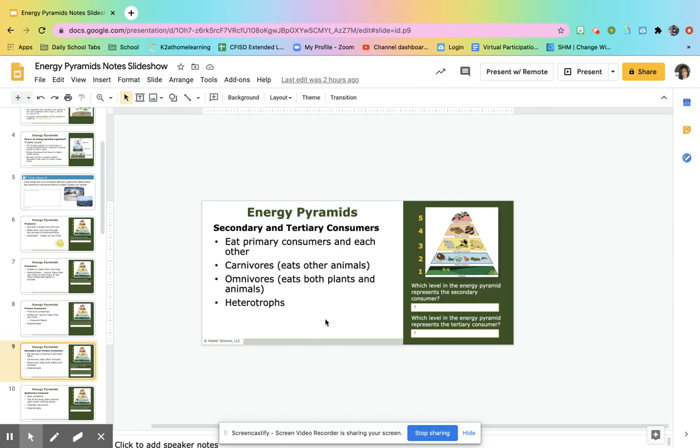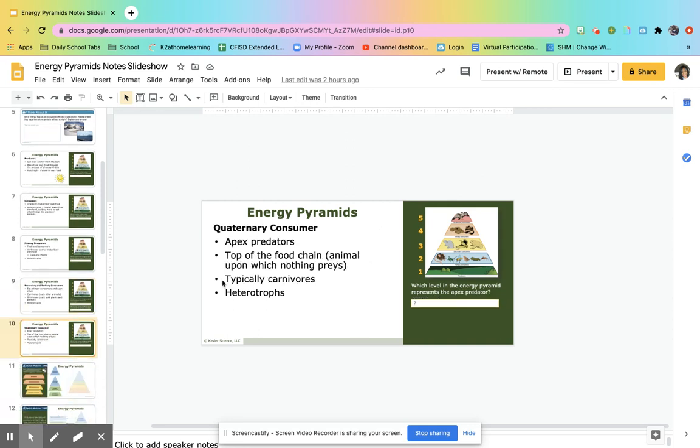All right, next is secondary and tertiary consumers. So some examples will be your carnivores who eat other animals, or your omnivores who eat both plants and animals. And then, of course, they're heterotrophs as well. So go ahead and figure out on this trophic level pyramid right here, which trophic level shows me a secondary consumer and which one shows me a tertiary consumer. And then last, you'll have something called a quaternary consumer. So this is your ultimate apex predator, okay? So this is the top of the food chain, animals upon which nothing preys.